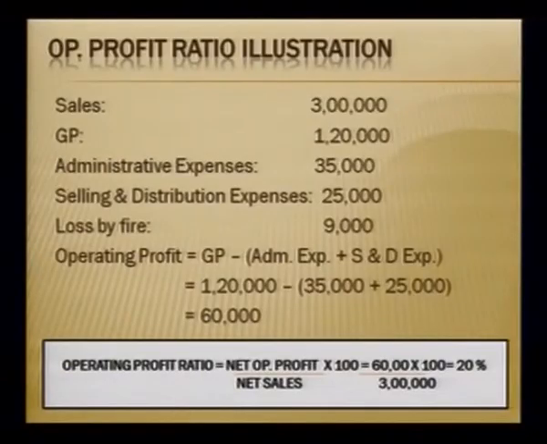So, you have net sales of 3 lakh already predefined in the question. So, 60,000 upon 3 lakh multiplied by 100 gives us 20%. So, of the total sales made, 20% accounts for your operating profit. Learners, now we have explained three things: one is the gross profit ratio, second is the net profit ratio, and third is the operating profit ratio.